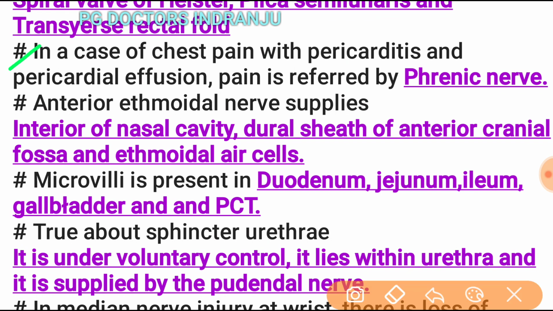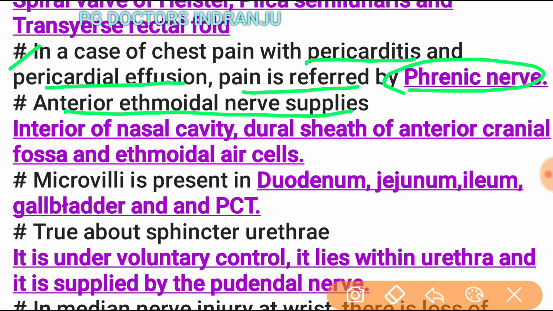Next, in case of chest pain with pericarditis and pericardial effusion, pain is referred by the phrenic nerve. The anterior ethmoidal nerve supplies the interior of the nasal cavity, the dural sheath of the anterior cranial fossa and the ethmoidal air cells.